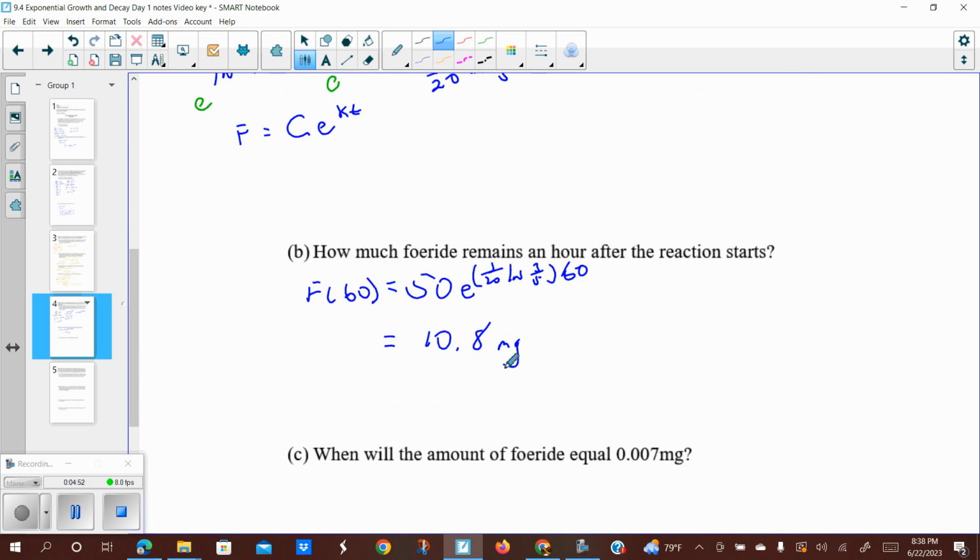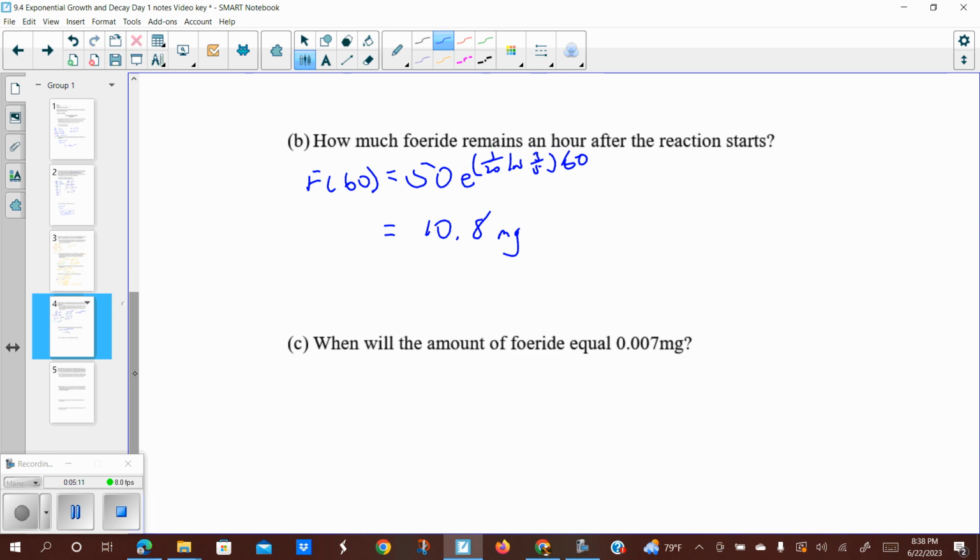So the amount of calculus fluoride after 1 hour is 10.8 milligrams. Considering we started with 50 milligrams, and 20 minutes later it went down to 30, and then an hour later it went down to 10.8. This is obviously a decay problem.